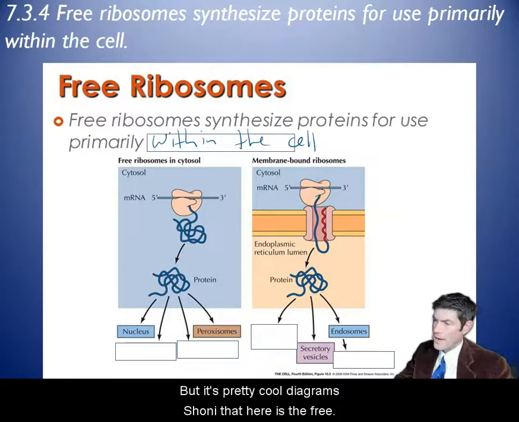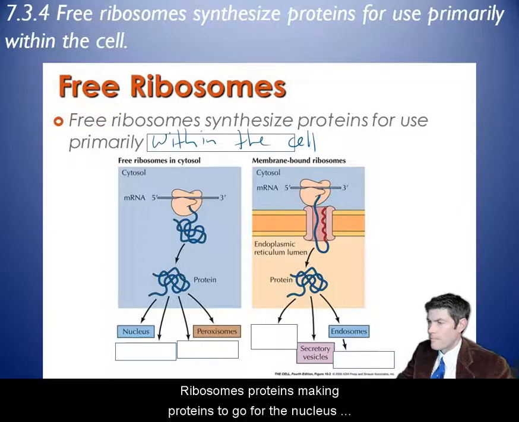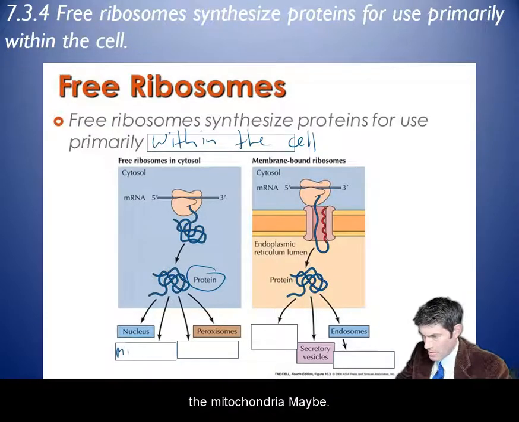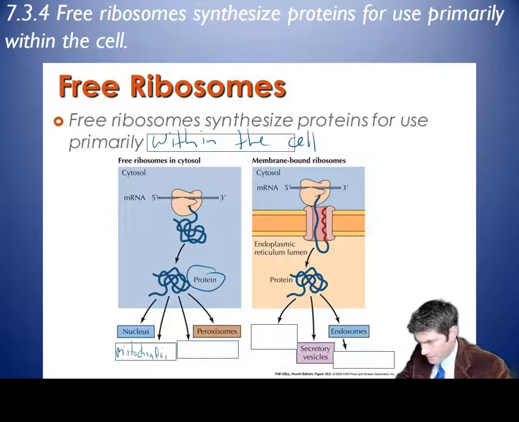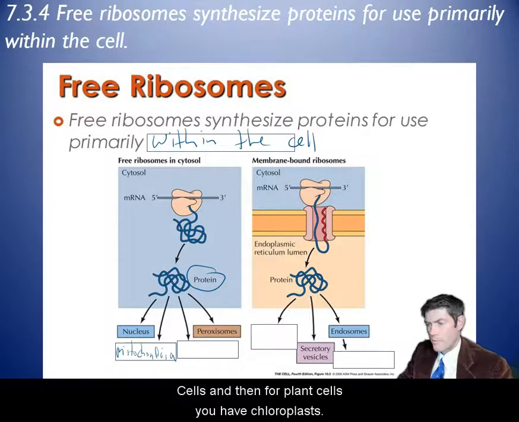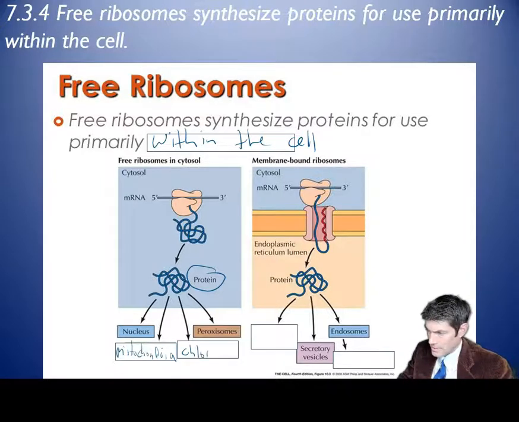But this is a pretty cool diagram showing you that. Here is the free ribosomes, making proteins. They'll go to the nucleus, the mitochondria maybe. Very important for all cells. And then for plant cells, you have chloroplasts.